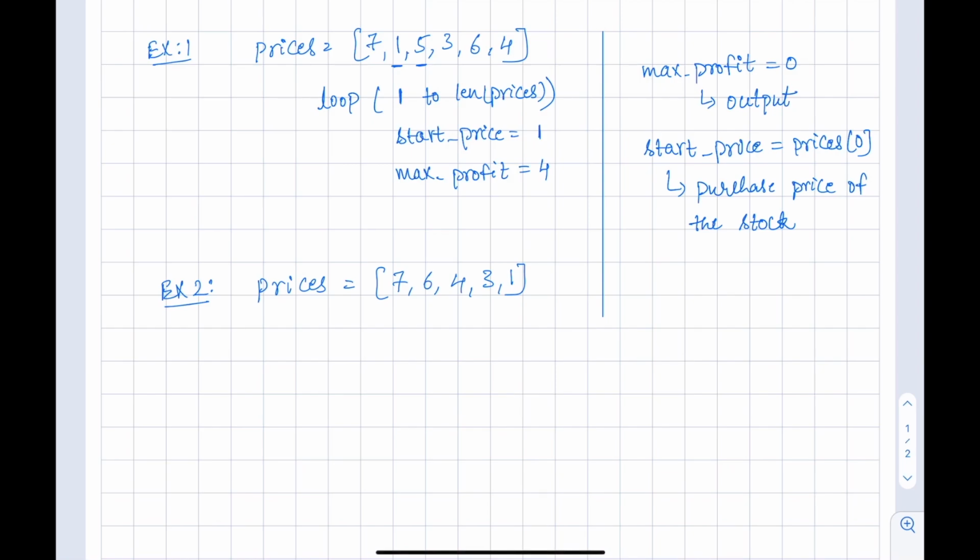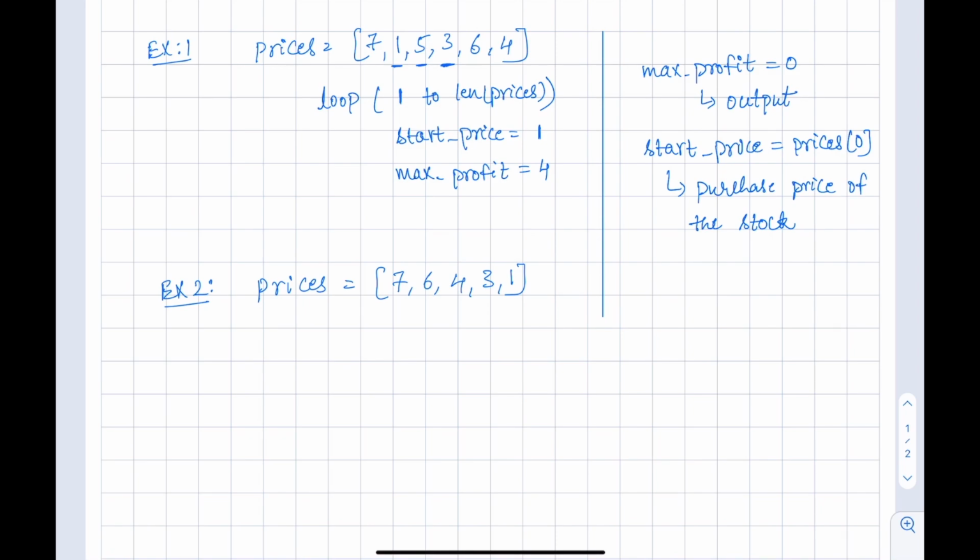Now I'm going to the day 4. Now the price of the stock is 3. So price of the stock is 3, and the maximum profit that can be achieved is 3 minus 1, which means I am subtracting the current price of the stock with the start price of the stock. Since it is 2, and the maximum profit is 4, so we already have a maximum profit value. So we are not going to update any of these.